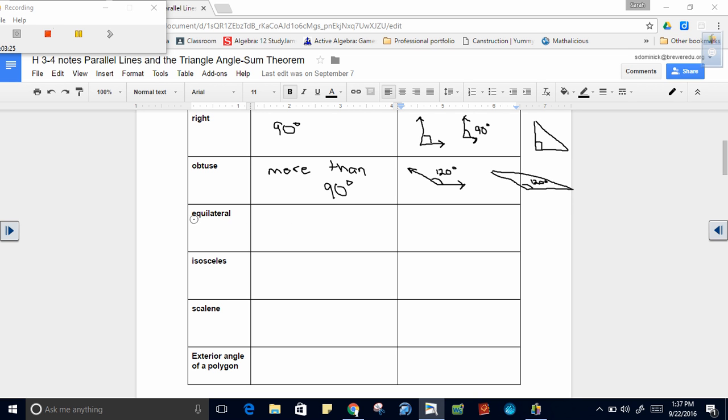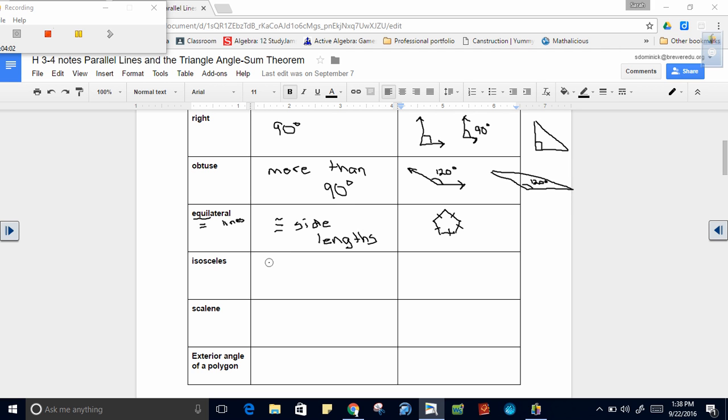Equilateral. So equa means equal. Lateral is talking about kind of lines or sides. So that's exactly what it means. It means equal or congruent side lengths. So we'll go back to that pentagon I tried to draw earlier. And instead of having all the angles equal this time, we'll just mark all of the sides congruent. All of the side measures are equal.